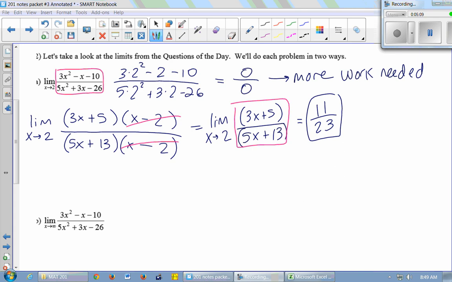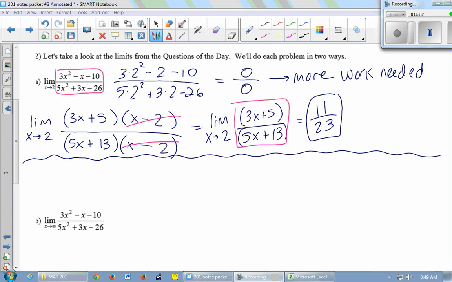Okay, so we got 11 over 23. So now I'm going to use a different method, L'Hopital's rule, to evaluate this limit. So with L'Hopital's rule, when you get 0 over 0, the reason it's an indeterminate form is because there's a question of which goes to 0 faster, the numerator or the denominator. If the numerator is going to 0 faster than the denominator, the whole fraction is going to go to 0, right? But if the denominator is going to 0 much faster than the numerator, the fraction will blow up.